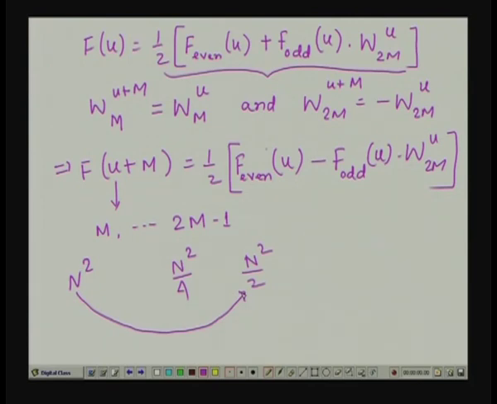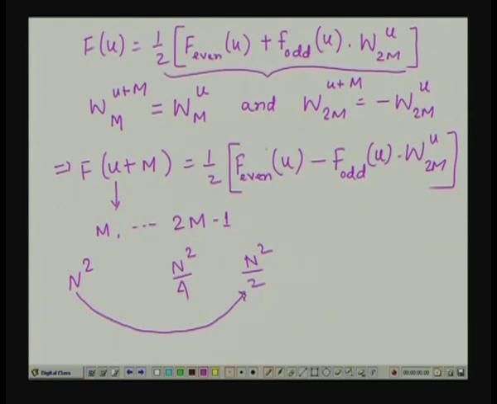So, it is further possible that this odd half of the samples and the even half of the samples that we have got, we can further subdivide. So, from N by 2 we can go to N by 4, from N by 4 we can go to N by 8 number of samples, from N by 8 we can go to N by 16 number of samples, and so on until we are left with only 2 samples.